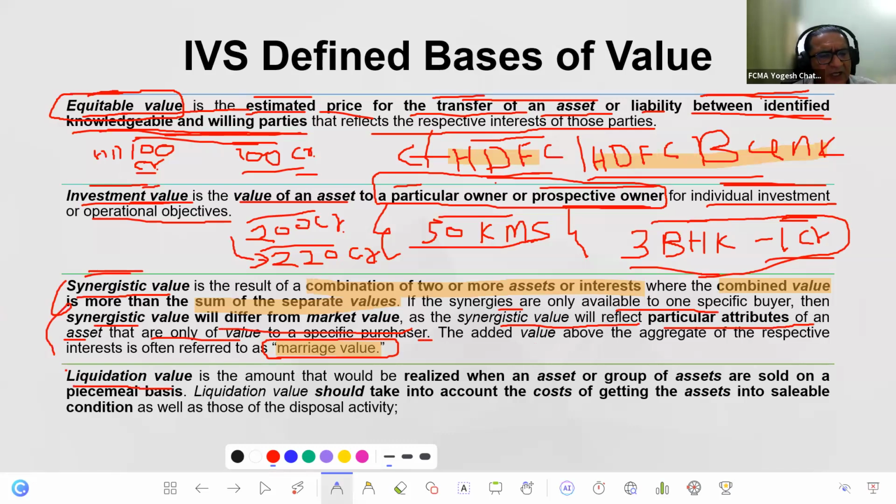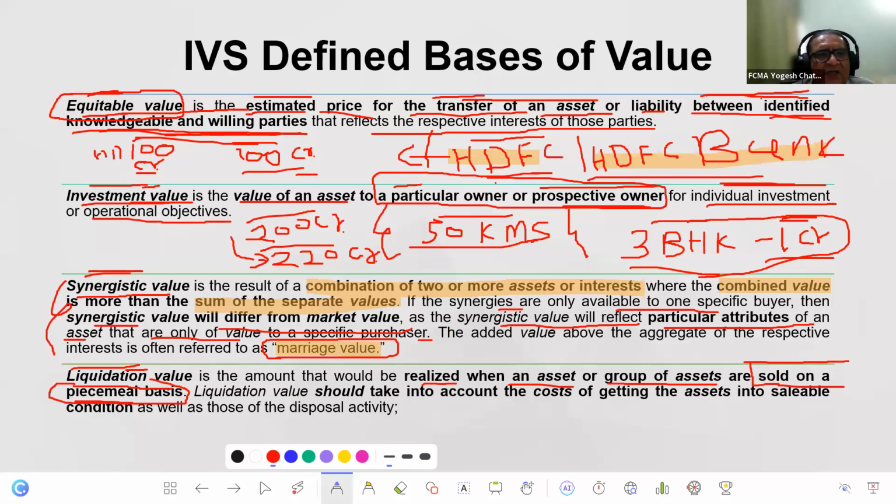Liquidation value, as we all are aware, is determined when a company is under dissolution, when a company is undergoing the process of winding up. There we determine the liquidation value, and that is the amount that would be realized when an asset or a group of assets are sold on a piecemeal basis. That is very important when we determine the liquidation value. The basic assumption is that the asset will be sold on a piecemeal basis.